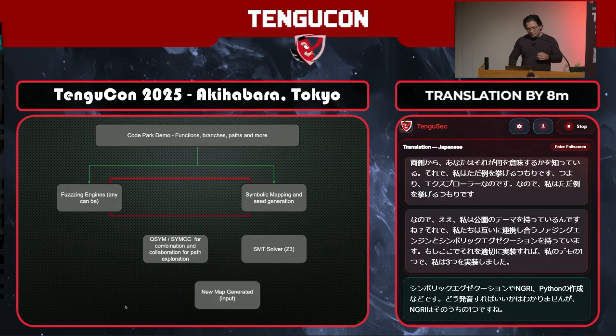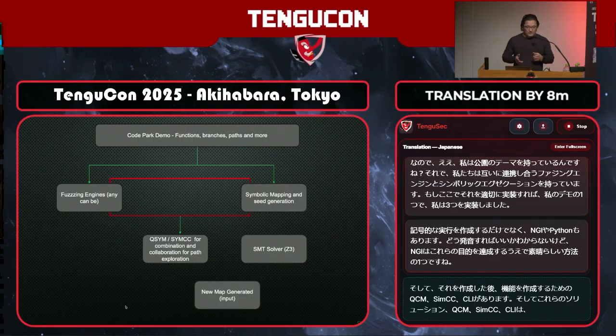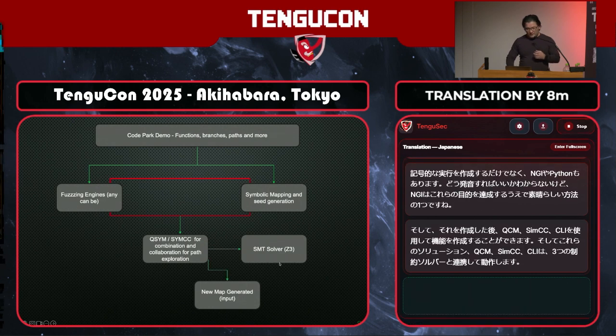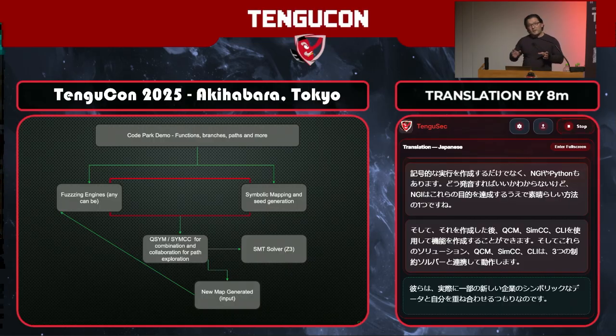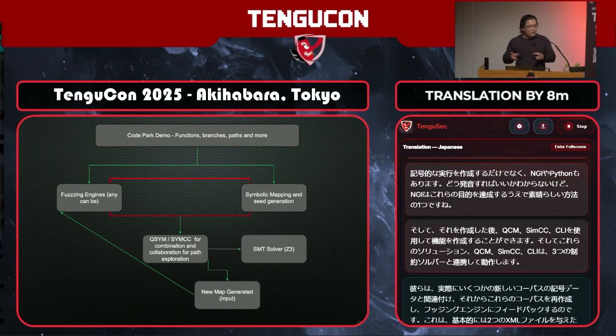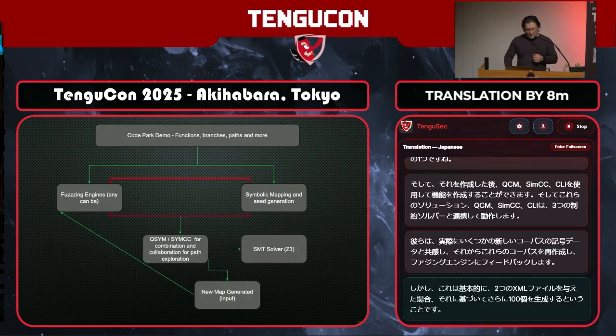Once you create it, you have QSYM, SymCC, and KLEE to create these inputs. These tools work with Z3, which is a constraint solver. They actually identify, with the symbolic data, some new corpuses, and then feed them back into the fuzzing engines. Basically, if you gave it 2 XML files, it's going to generate 100 more based on your initial input. So that's how it works.